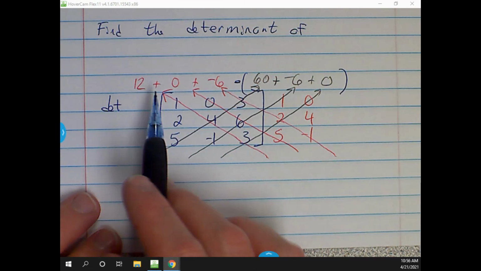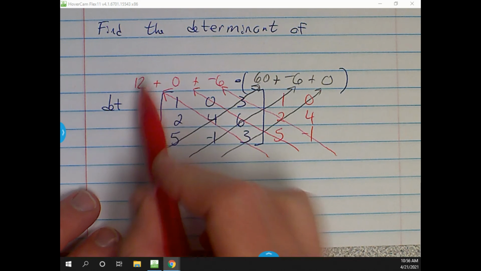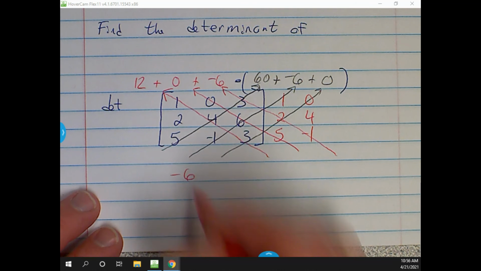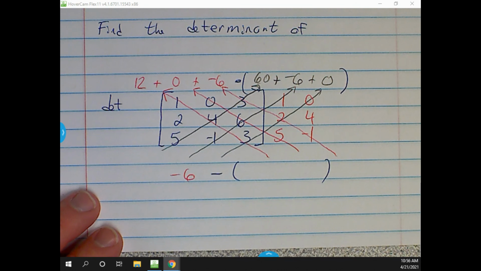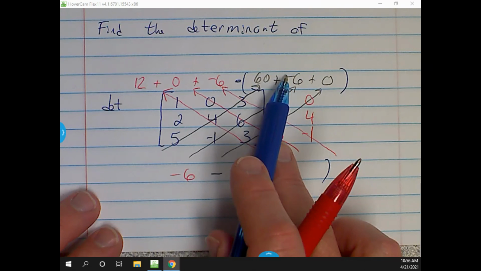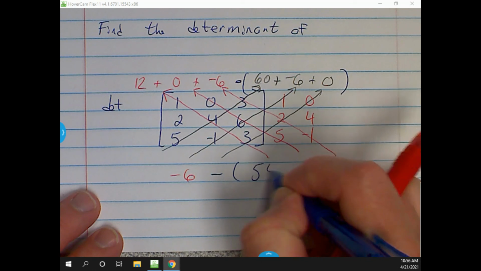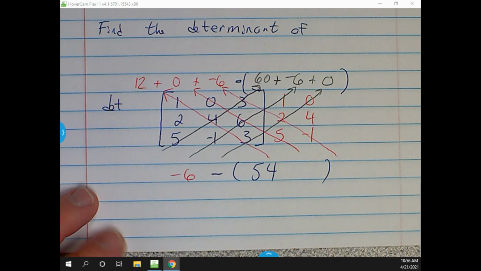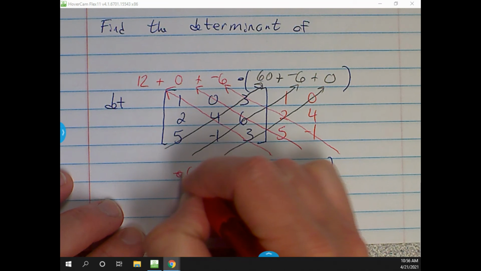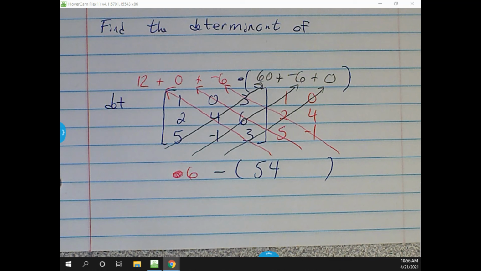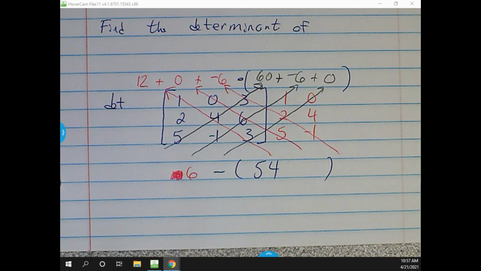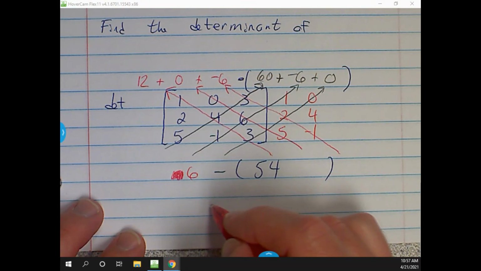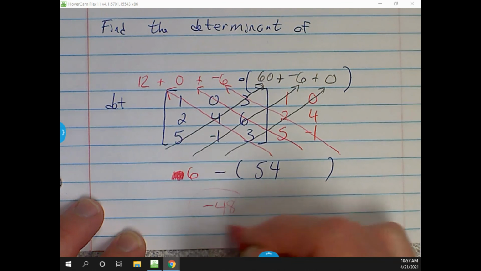Okay, so we've got, in the red up here, 12 plus 0, which is 12. 12 plus -6 is -6. Minus, go in the parentheses and work on this set of numbers. 60 plus -6 is 54. Plus 0 would be 54. Oh, wait, that's not a -6. My bad. Whoops, sorry. That's 12 minus 6, so that's just a regular 6. My bad. Okay, so then it's just 6 minus 54. So that's -48.